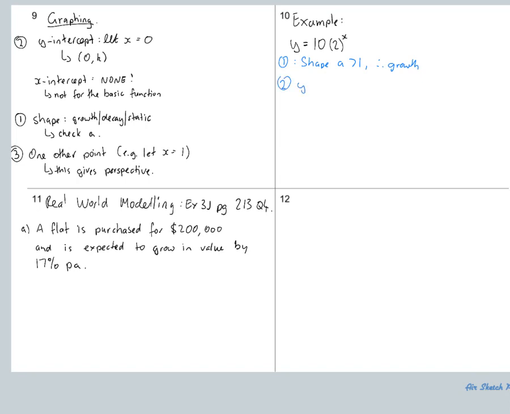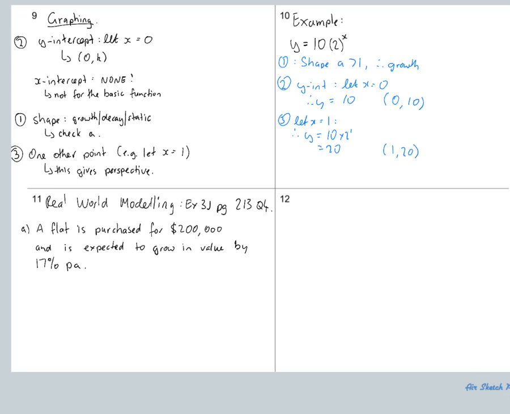Number 2, y-intercept. Let x equal 0. That means y is equal to 10. So that's 0, comma k effectively. And number 3, one other point. Let x equal 1. Therefore y equals 10 times 2 to the power of 1, which equals 20. So at 1, we've got the point 20.